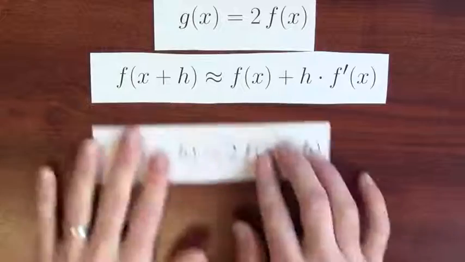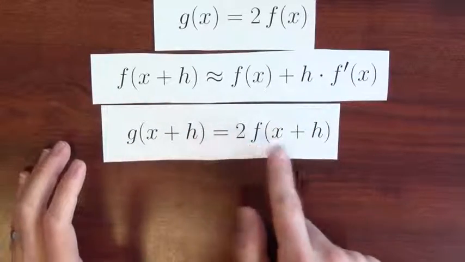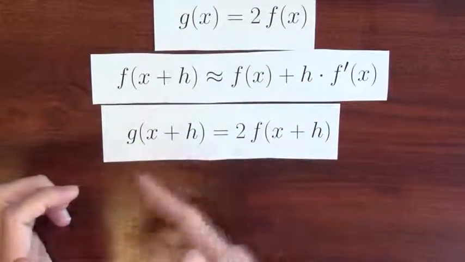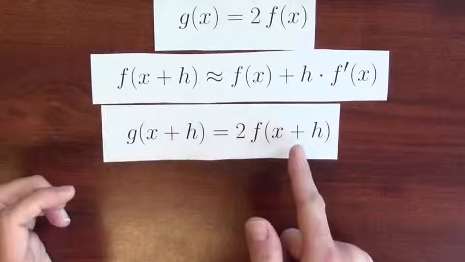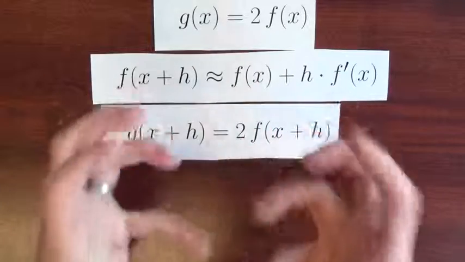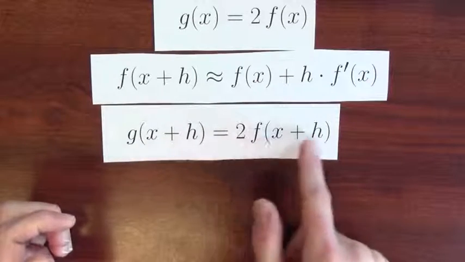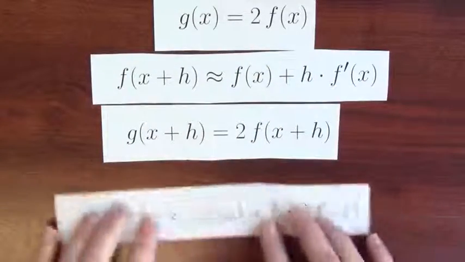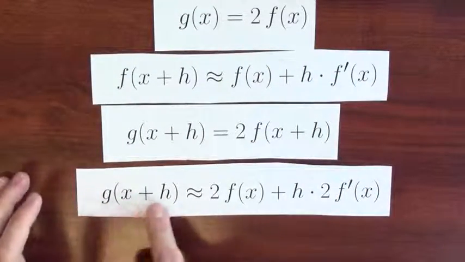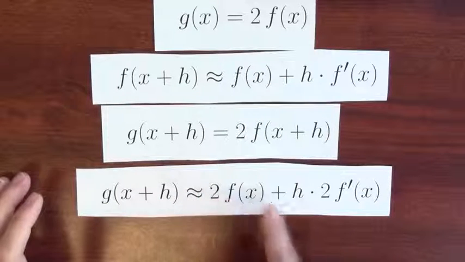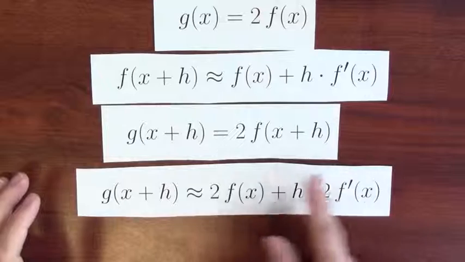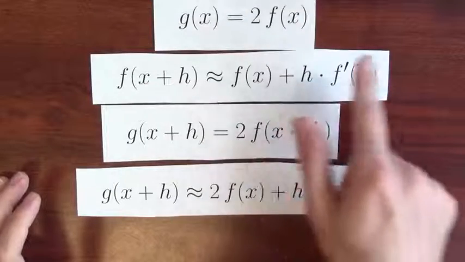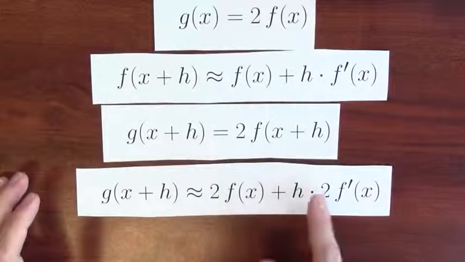Now, I know one other thing. I know that g of x plus h is twice f of x plus h just because g is twice f for any input value x. So in particular, that's true when the input is x plus h. Now, these two statements are connected. Right? g of x plus h is twice f of x plus h, and f of x plus h is approximately this. So I can combine those two statements together in this statement. g of x plus h is about twice f of x plus h's approximate value, right? Twice f of x plus twice h times f prime of x, which I've written as h times twice f prime of x.